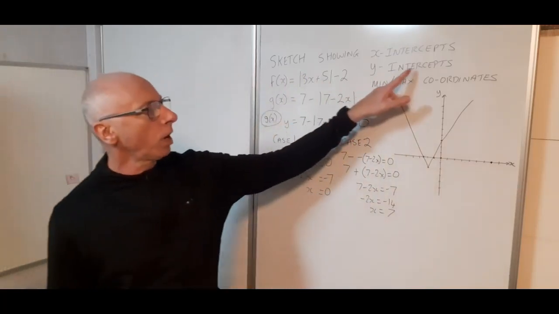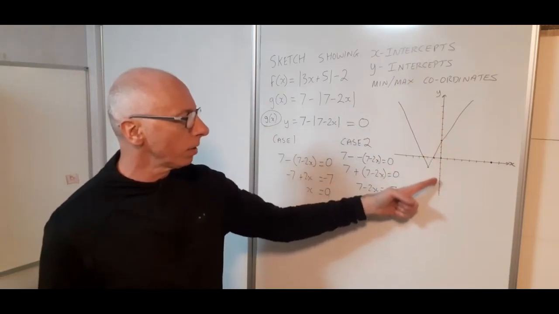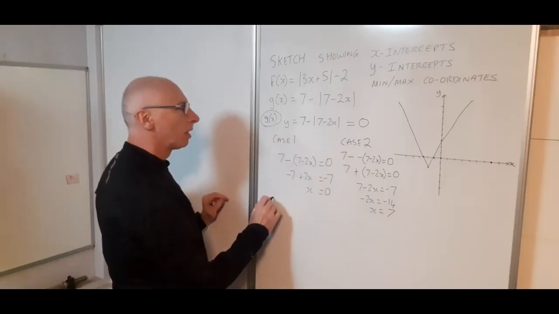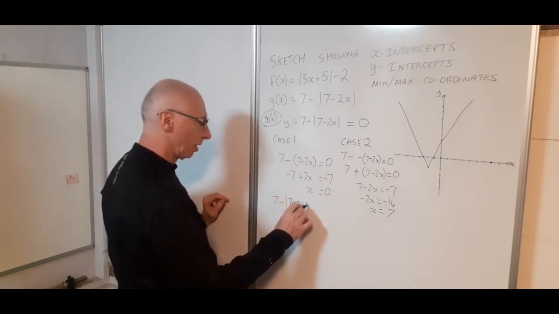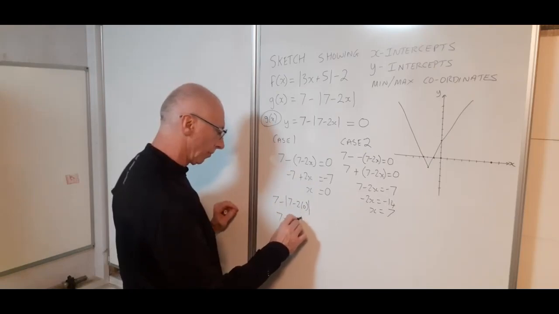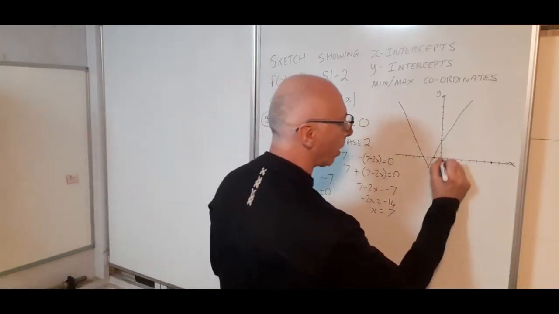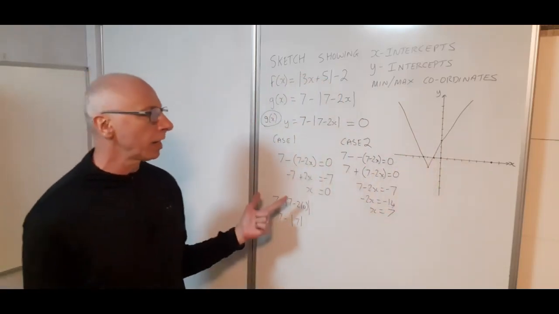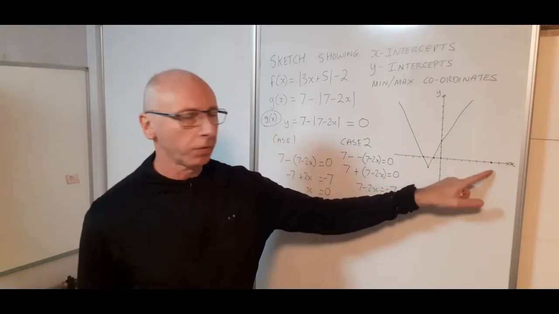Now let's have a look for the y-intercepts. For the y-intercepts, we set x equals to 0. So x is always 0 on the y-intercept. So if we plug in x equals 0 in here, then I've got 7 minus 2 times 0, which gives me 7 minus modulus of 7, which obviously just becomes 0. So therefore this will cross the y-axis at 0. Now we could have noted that already, but it's just good to check our cases here because we got x is 0 as a solution. So that's what we've got there.